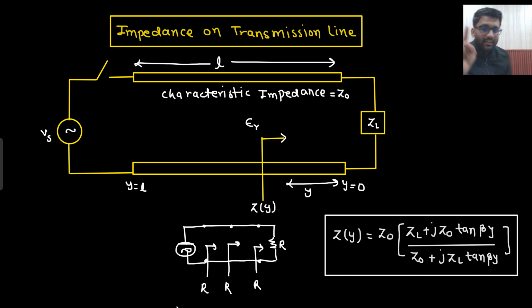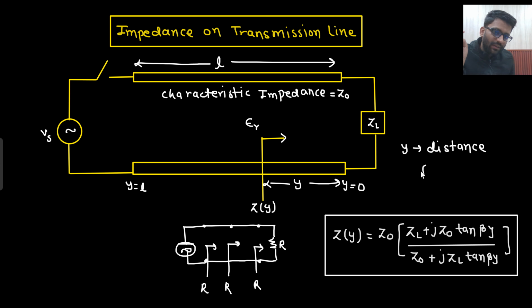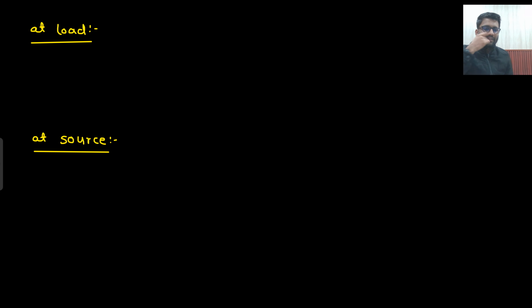Y is the distance from here. I should have made y clear. Y is the distance from the load. What is y? Very important point. Distance from the load. Now let's see something. If I am at the load, if I am standing at the load only, then what is the value of y? Y equals 0. At the load, the value of y is equal to 0.